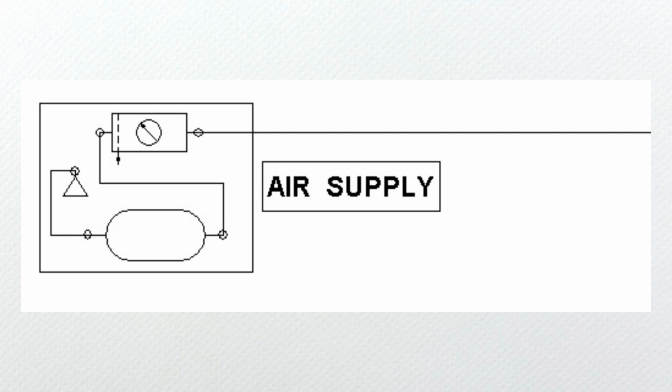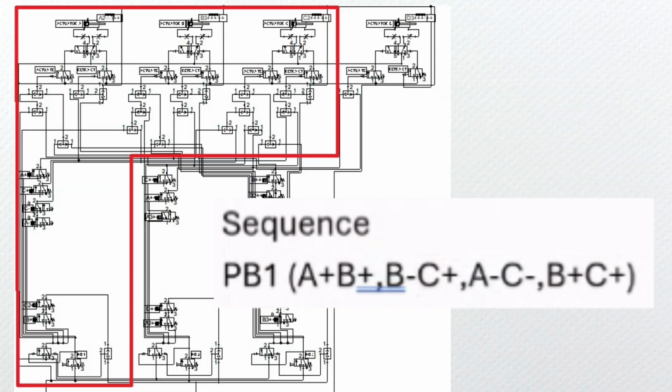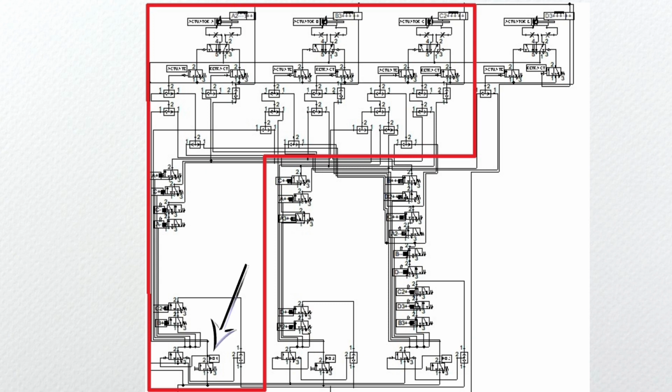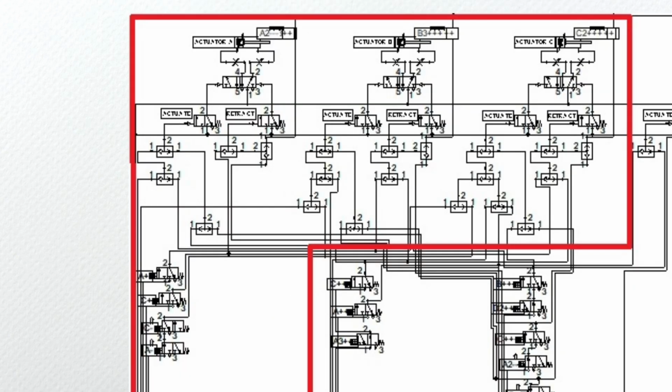For push button 1, the sequence is A plus B plus, then B minus C plus, then A minus C minus, then B plus C plus. The sequence A plus B plus was controlled by push button 1, then B minus C plus was controlled by a 3-way valve mechanically operated and labeled A plus.